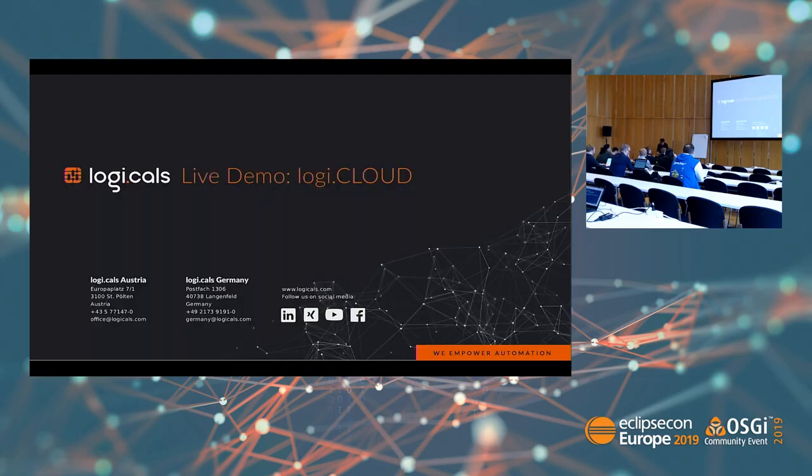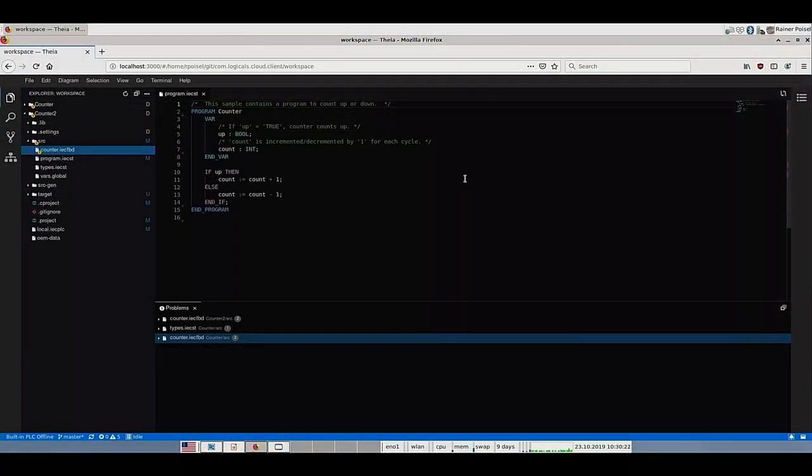So let's now have a look into Logic Cloud. The interface is, I think, quite familiar to you. On the left-hand side, again, we have the project area. On the right-hand side, there's the editing area. And it is actually showing the same program that we've seen before, but it still contains some comments.